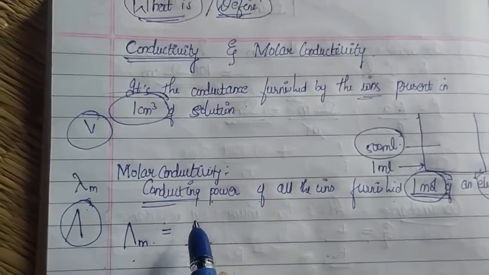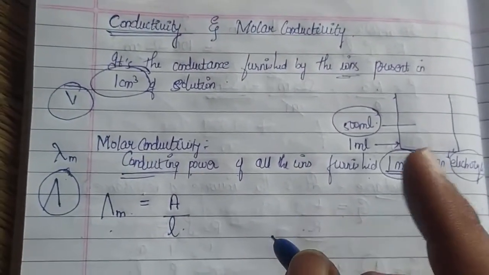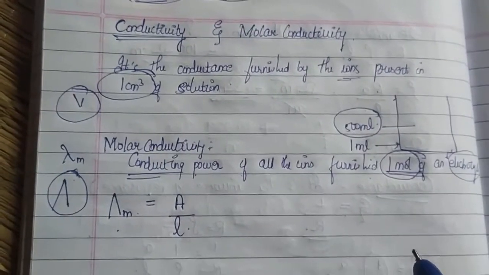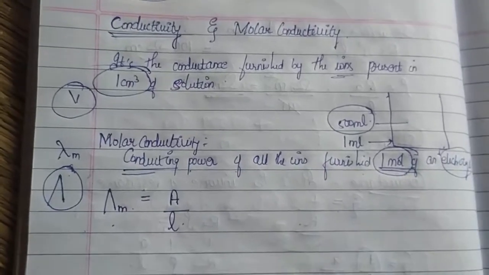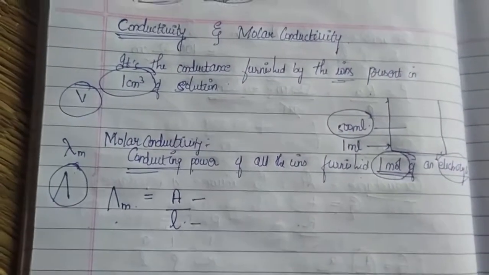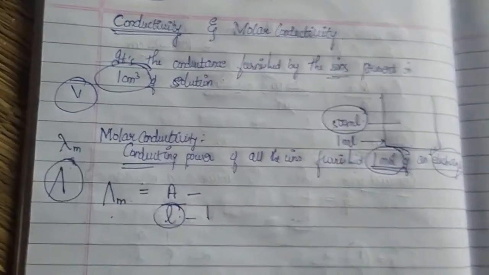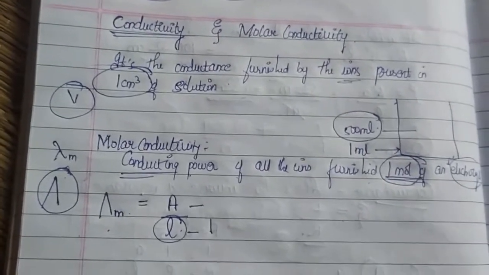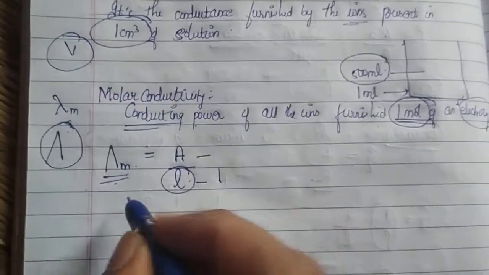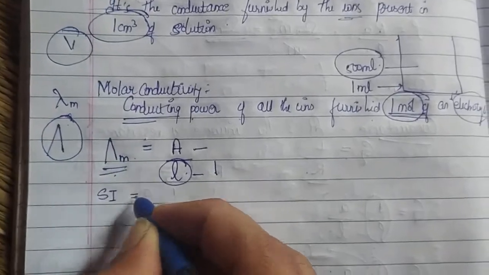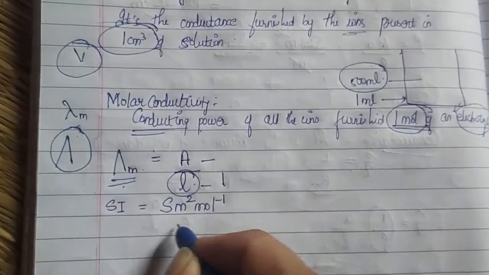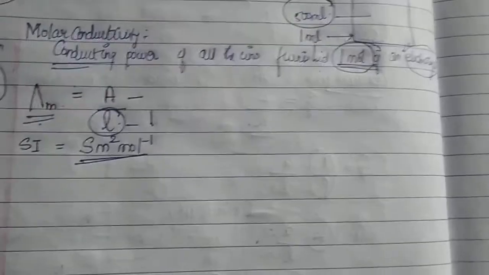Molar conductivity is the conductance of the volume V of a solution containing 1 mole of an electrolyte, kept between two electrodes with area of cross section A and distance of unit length. So we consider the length as 1 and keep the area of cross section as A. That is the reason we get lambda m is equal to A by L. And remember, its SI unit is Siemens meter square per mole.